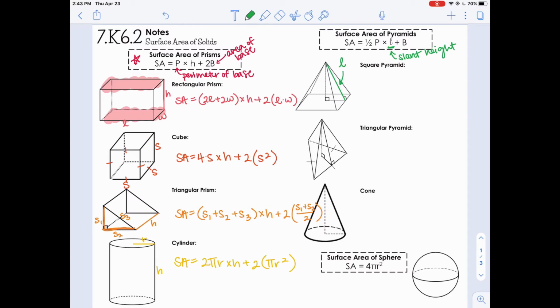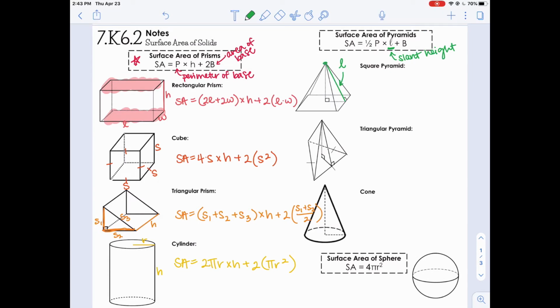So again, perimeter of our base times the slant height, and then plus the area of the base for a pyramid. Because it's not column shaped, they all meet at this vertex here up top. So for a square or rectangular pyramid, we're going to find the surface area by taking a half times the perimeter, which for a square or rectangle would be 2 times the length plus 2 times the width. That works for rectangles and squares. And then we're going to multiply by the slant height.